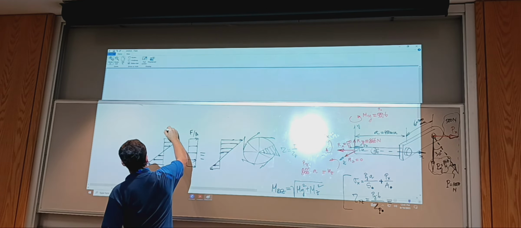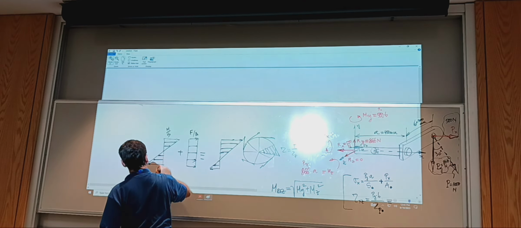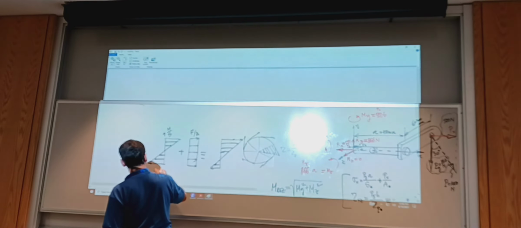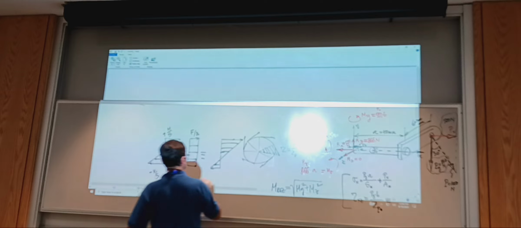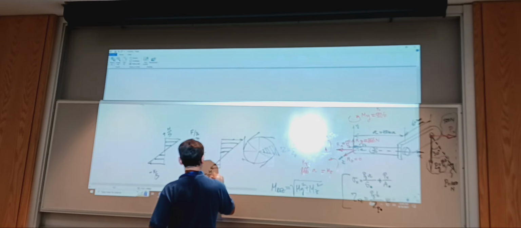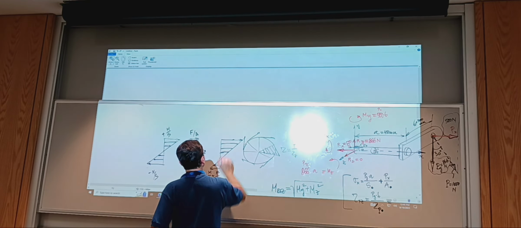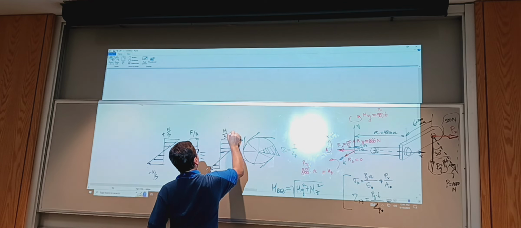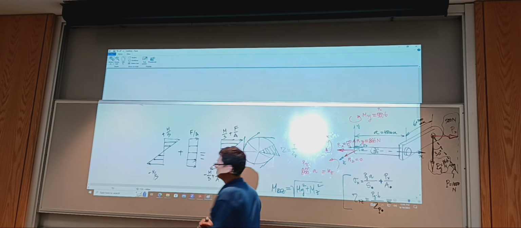Okay. So yeah, this is M over S positive. This is negative M over S. Here I have negative M over S plus F over A. Here is M over S positive plus F over A. Okay?